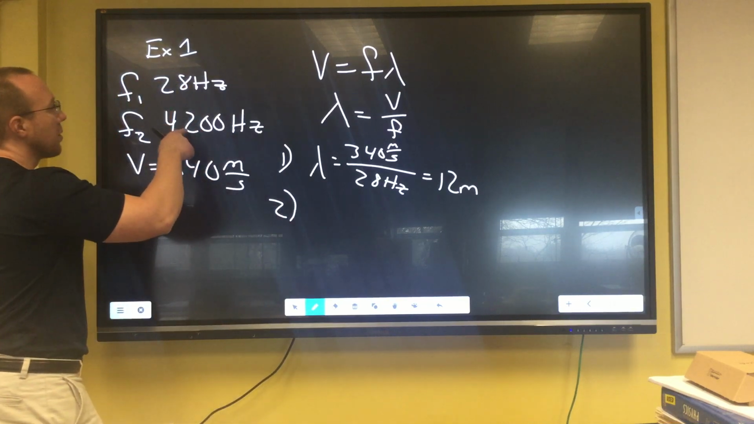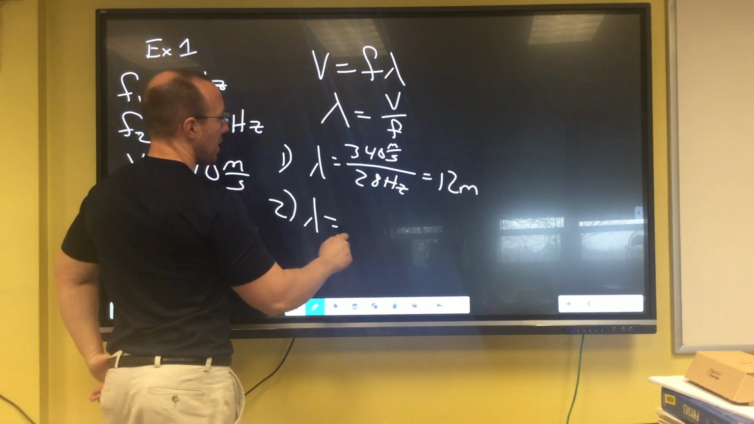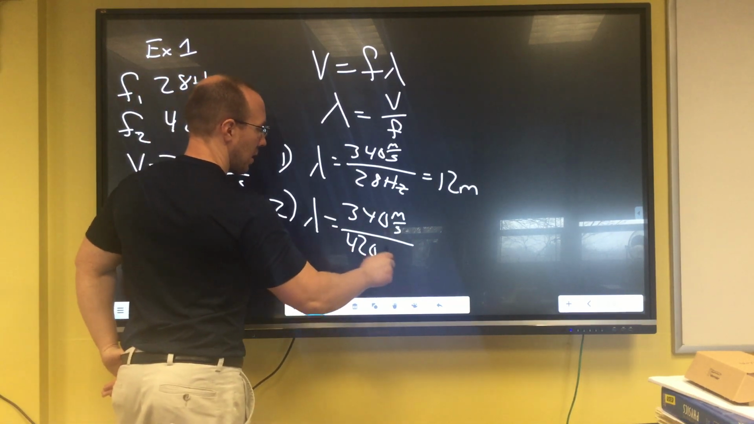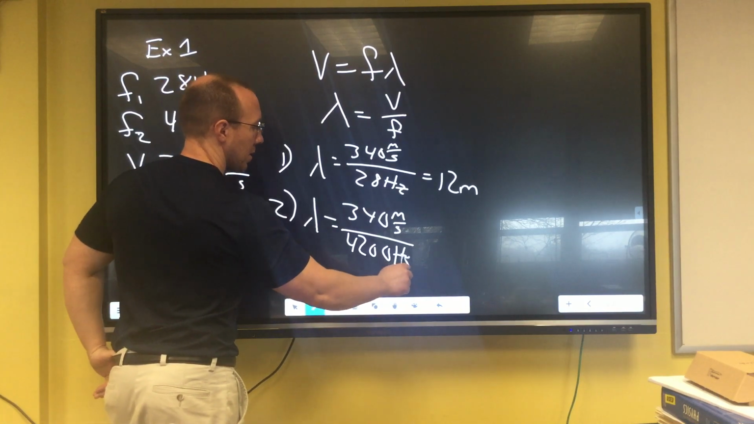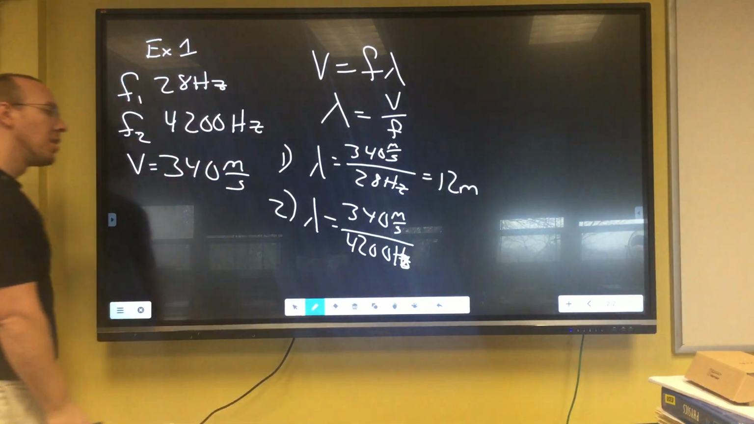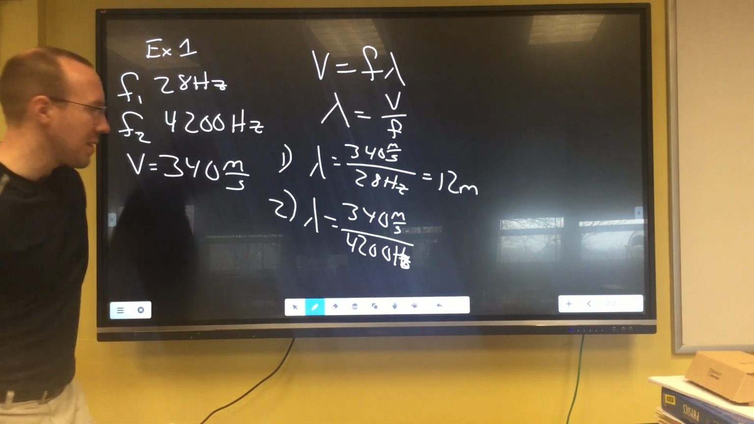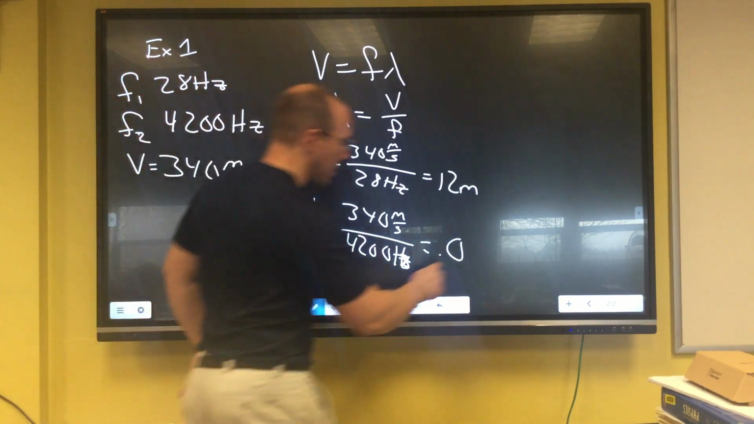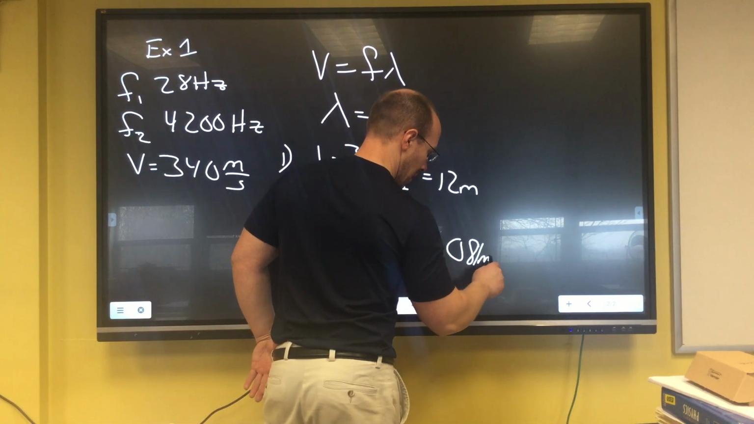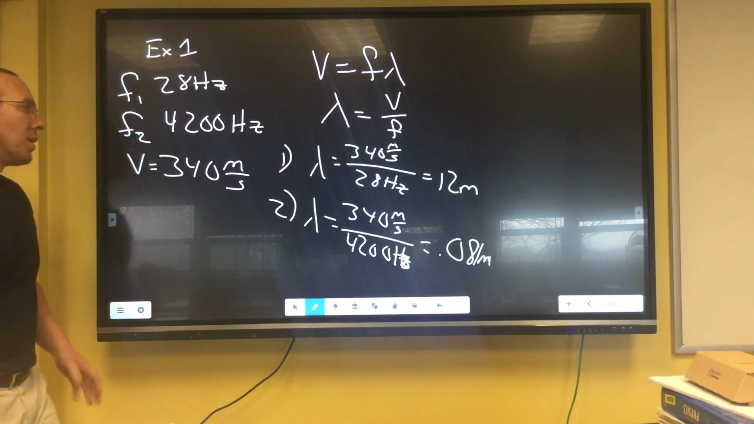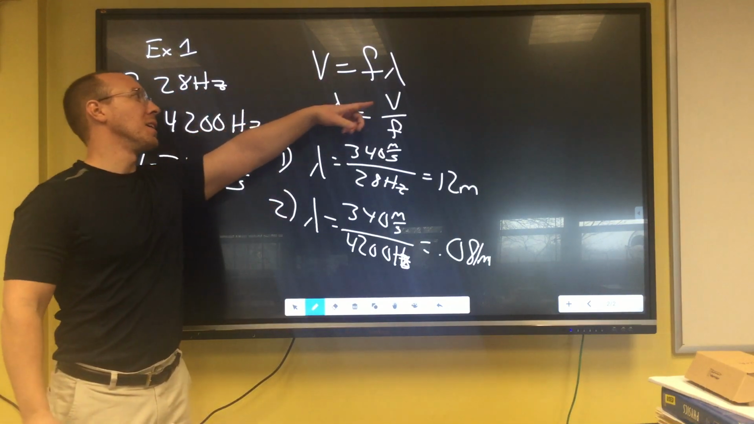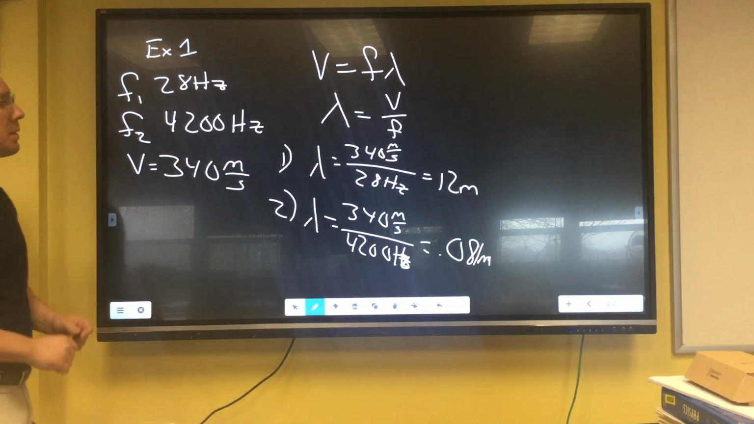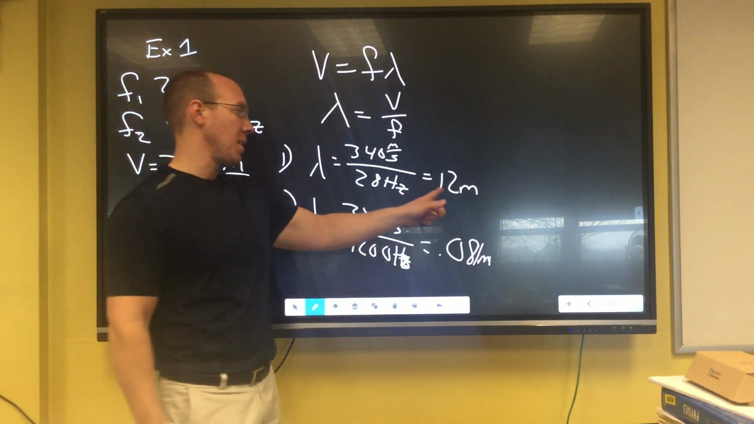In our second one here, we're doing 4,200, so lambda is equal to 340 divided by 4,200 hertz. That's pretty messy. 4,200 hertz, and we get 0.0081 meters. Okay. So basically, we're leaving this the same for each one, and the higher the frequency, the lower the wavelength. The lower the frequency, the higher the wavelength. So our range would be from this to this.